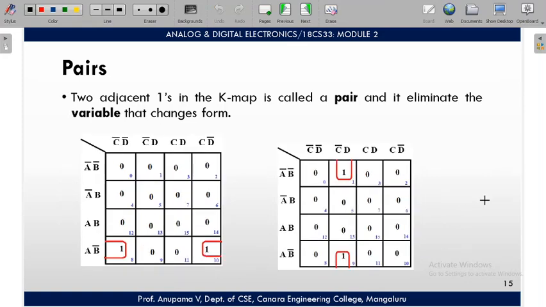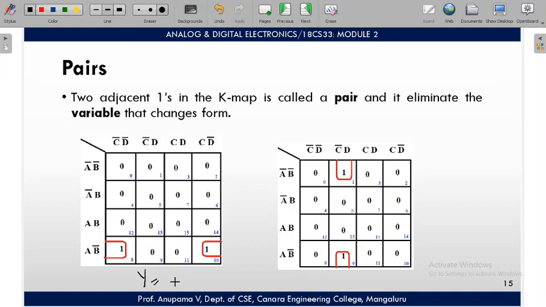A pair can be formed by combining the cells 8 and 10. Since if I fold the map or if I roll the map, cells 10 and 8 become adjacent. Hence I can group these two ones and they become two adjacent ones. I can form a pair. Now how to write the simplified equation or simplified term?